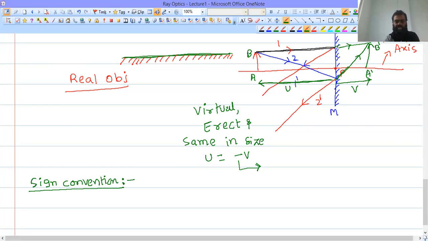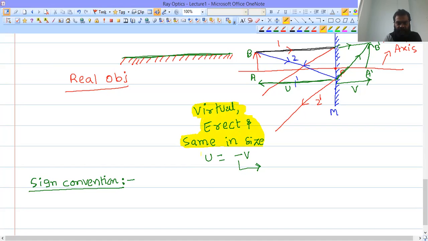Now, these are the properties of the plane mirror. All of you underline them and remember them: virtual, erect, and same in size. These are the properties. For your sake, I am underlining them.